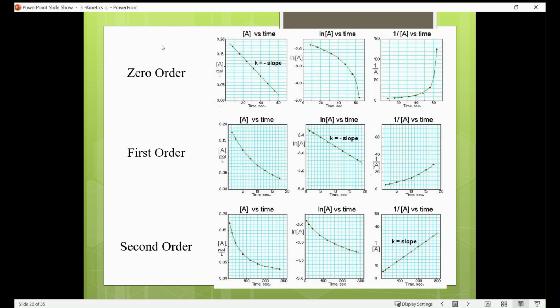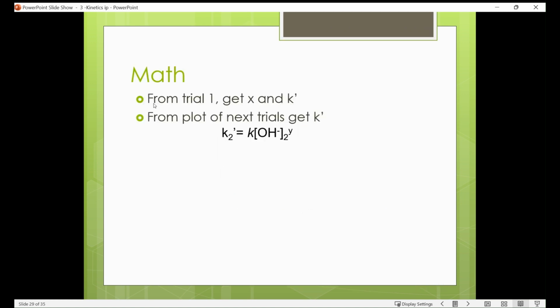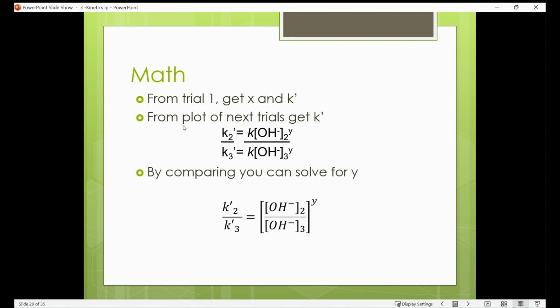Like I said, you're going to choose which one's the most linear using the r-squared value, and that'll give you the order. Then for trial 2 and trial 3, you'll do the same thing, so you're going to get the relationship for each. What you need to do then is calculate the concentrations of the base, and we want the base in the actual run. Once you get that, you can plug in those values.